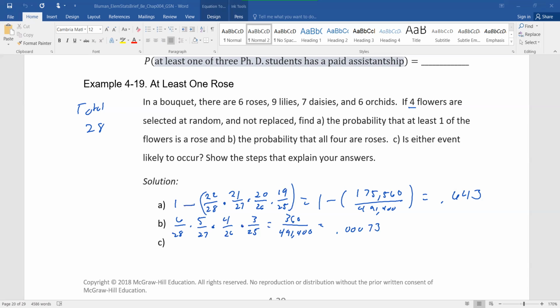It says here that it's likely the bouquet will have at least one rose, but very unlikely that you'll get all four roses. I mean, you have a 64% chance that you'll have at least one, but you have a 0.07% chance that they'll all be that one. So that's basically what they're writing here. So it's more likely to get at least one rose.